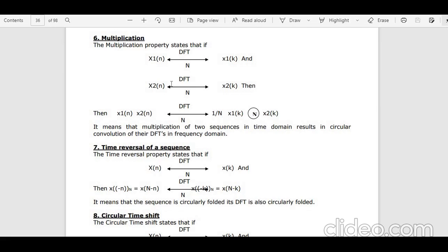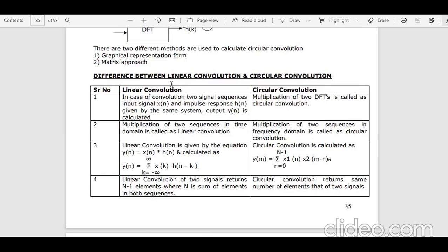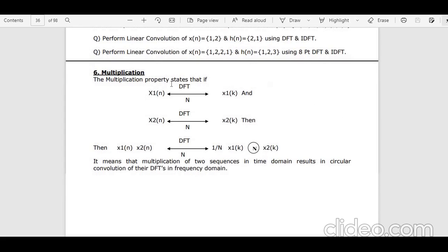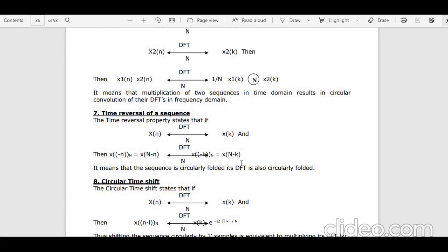So students, we proceed with the multiplication of the two sequences, which is a part of the concepts we have in linear and circular convolution. So first we are proceeding with the circular convolution. In that, we are using the multiplication. If you have the first sequence x1 of n and we take its DFT with N samples, we can write it as X1 of k. If you have the second sequence x2 of n and you find its DFT, it will become X2 of k. So that multiplication will become 1 by N X1 of k convolved with X2 of k.